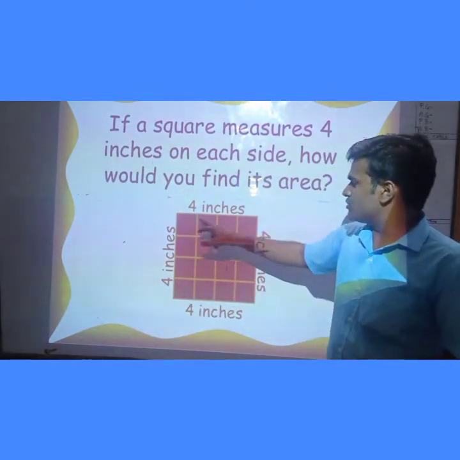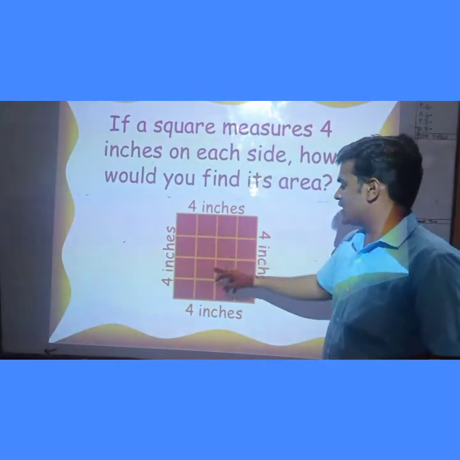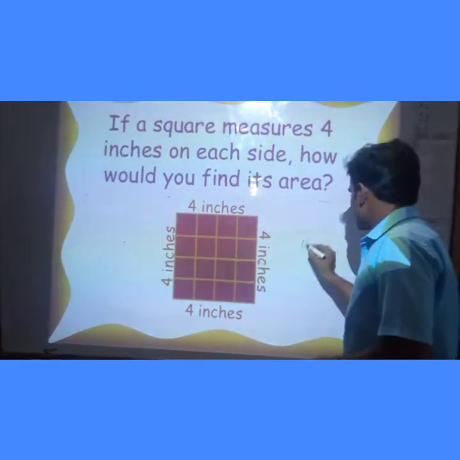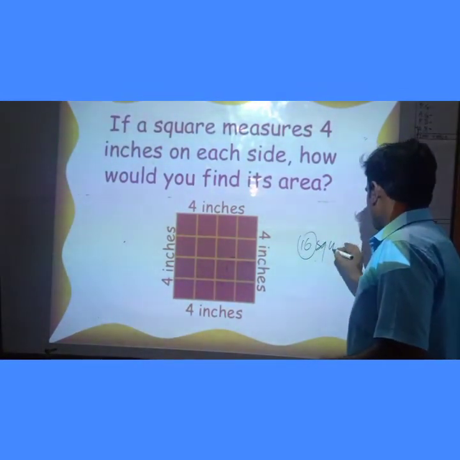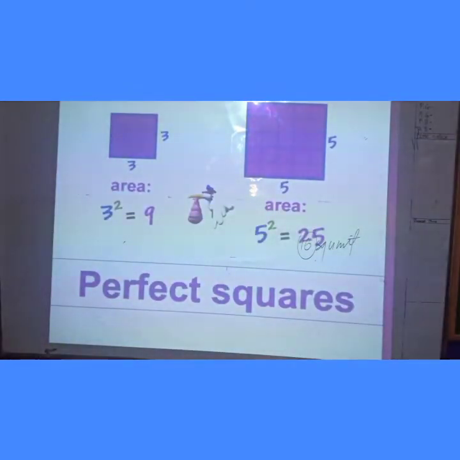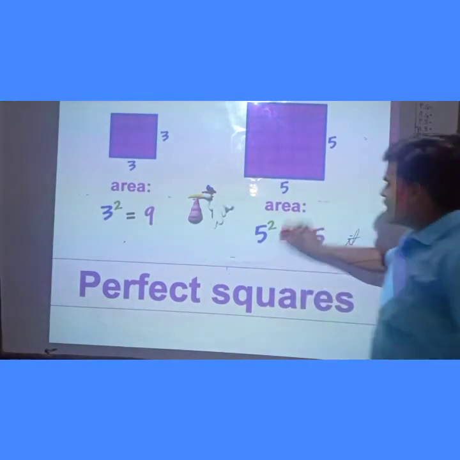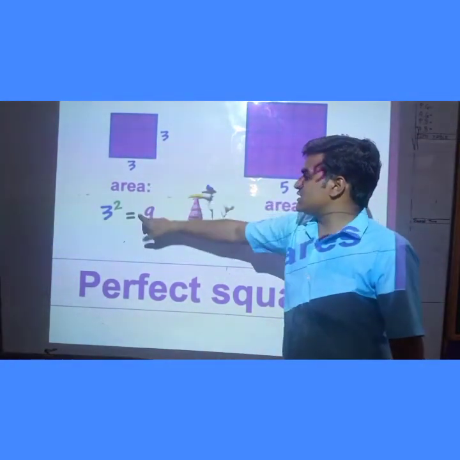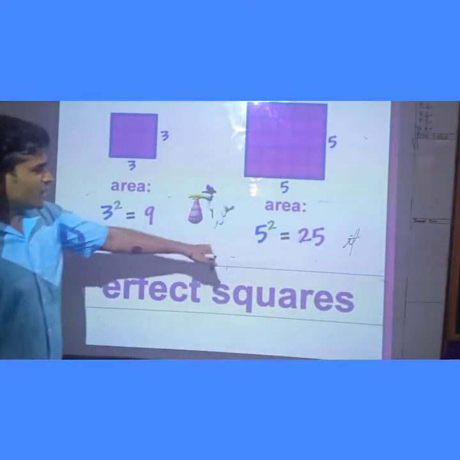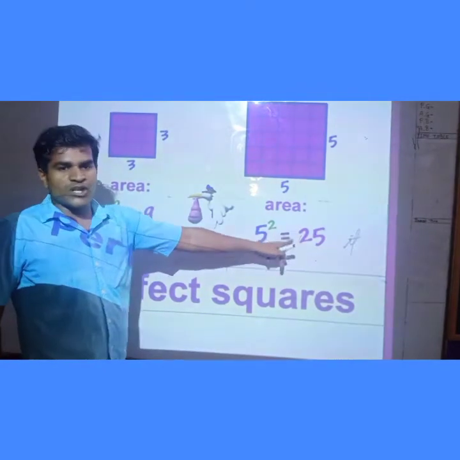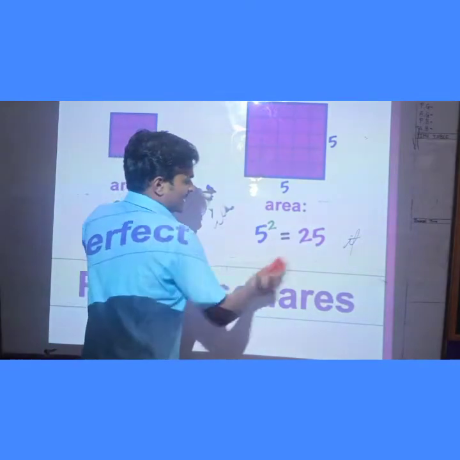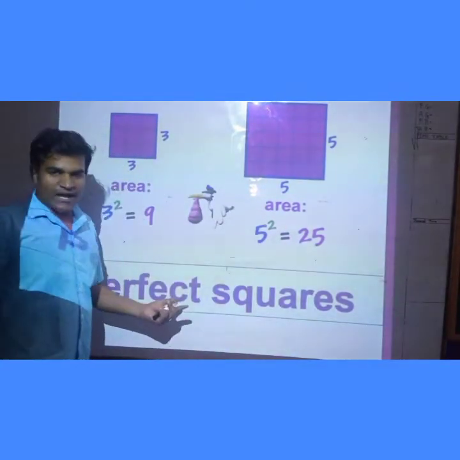When you count it, 1, 2, 3, up to 16. Like that, students, we get 16 square units. And if the side is 3 into 3, what would be the area? 3 into 3 is 9. And if the side is 5 into 5, the area would be 5 squared, that is 25. So students, 9 is a perfect square and 25 is also a perfect square.